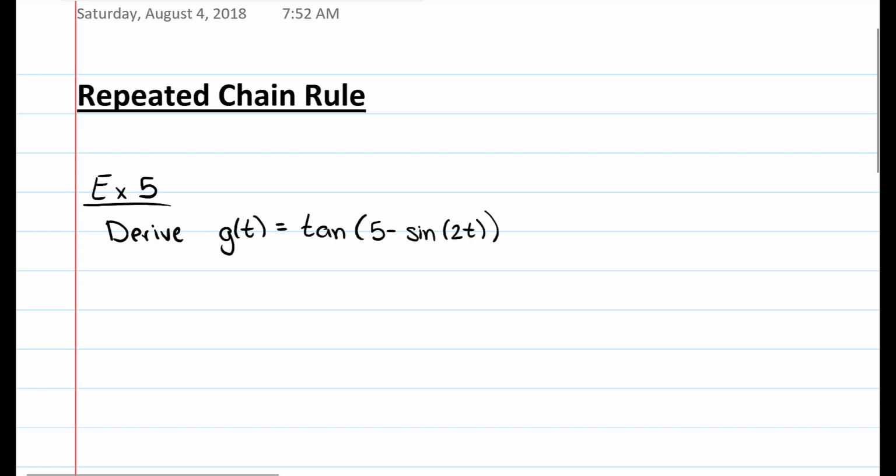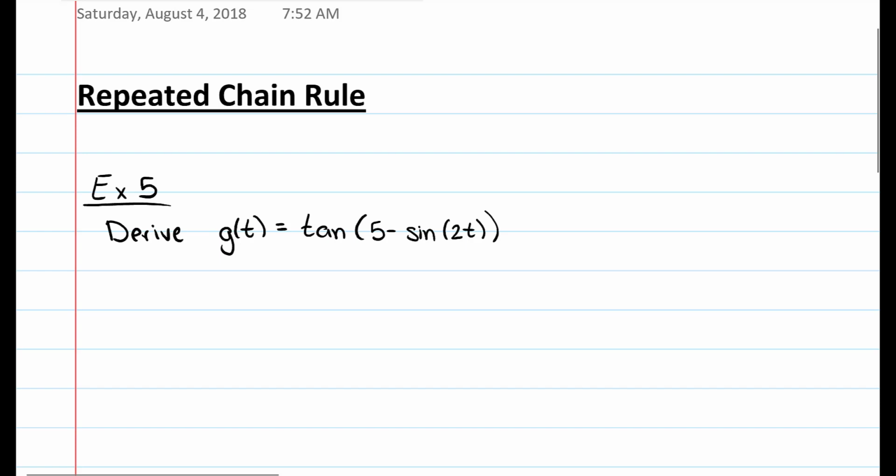In previous examples, we've looked at how to take a derivative using the chain rule, the product rule, the quotient rule, and now the chain rule once. But what happens when you have a function inside another function inside another function? What I mean by this is sometimes you have the composition of multiple functions.